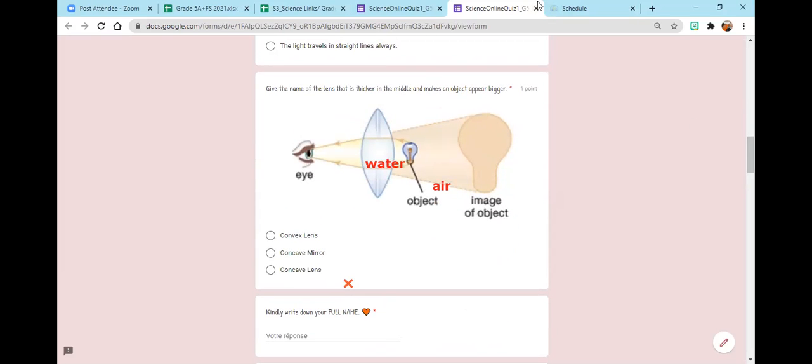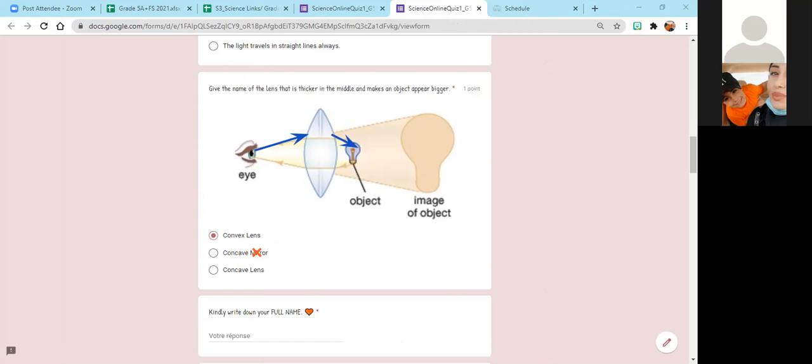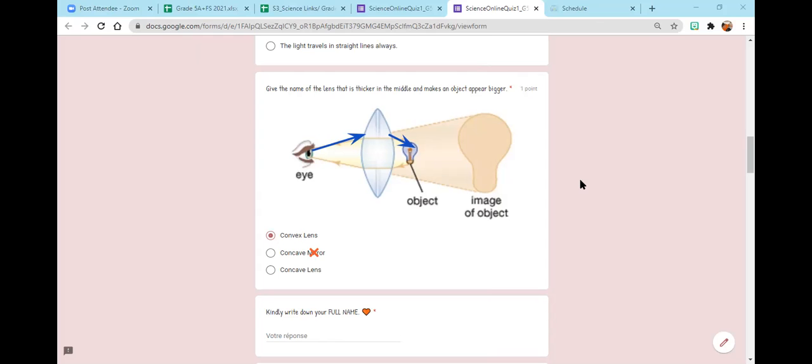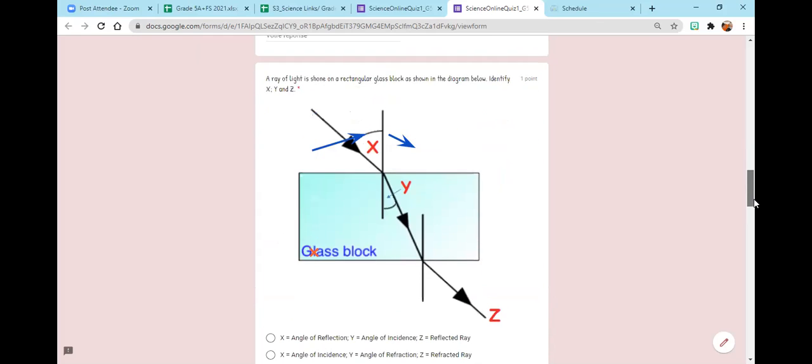This is another type of lenses. Look at the incident ray. Here is the incident ray. It refracts this way. So which type of lenses is this? Convex or concave? Convex. It's not a mirror. Convex. It's a convex lens. It's a convex lens.